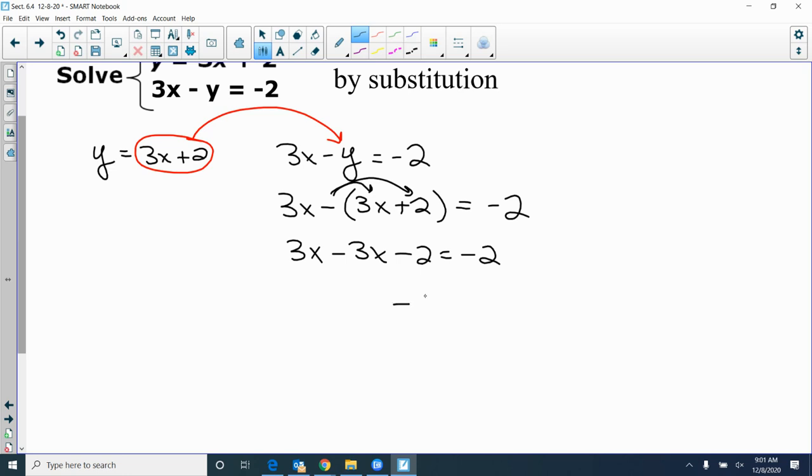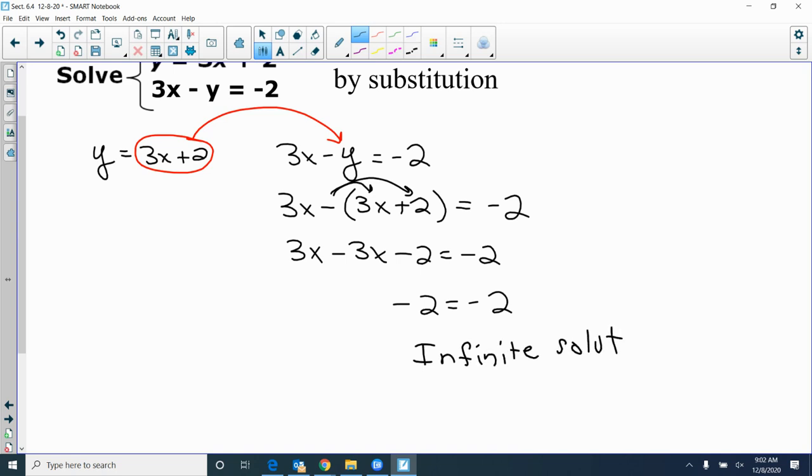So this is slightly different than the last one. All right, negative 2 equals negative 2. What's that going to lead us to? Okay, Jordan? Infinite solution. This is infinite solutions. They're going to be the same line. If you get a false statement like we had earlier, like negative 4 equals 3, that's no solution. If we get a true statement, that's infinite solutions.